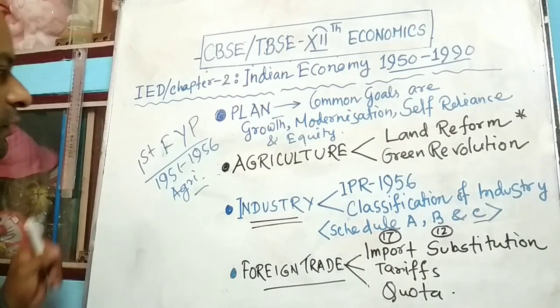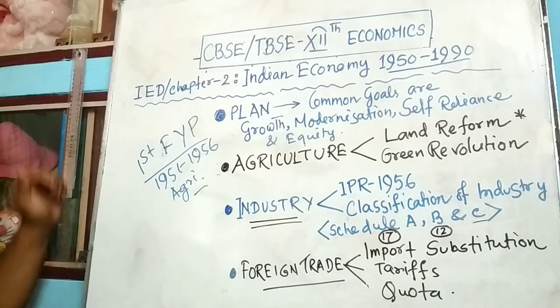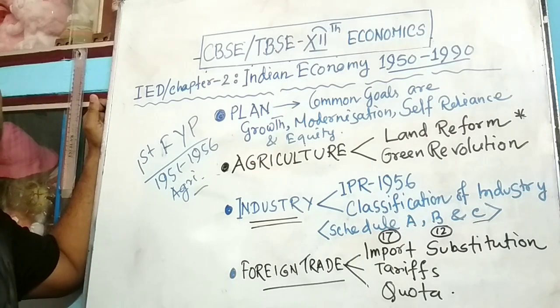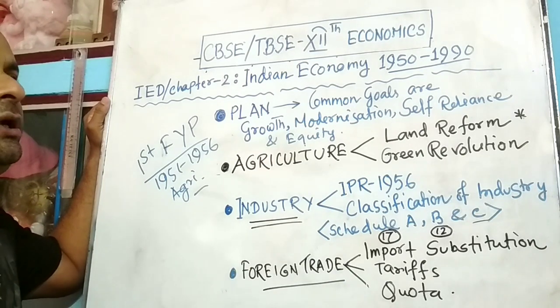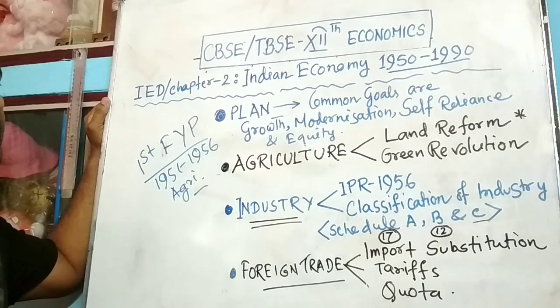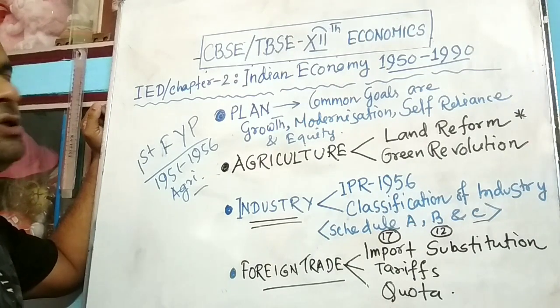We have to go back for that. In the British period, what happened? Most of our production was based on cash crops, not food grains. Most of the food grains we used to purchase from other countries. India was not self-sufficient in food grain. Productivity was very low, because of what? There were no modern techniques.